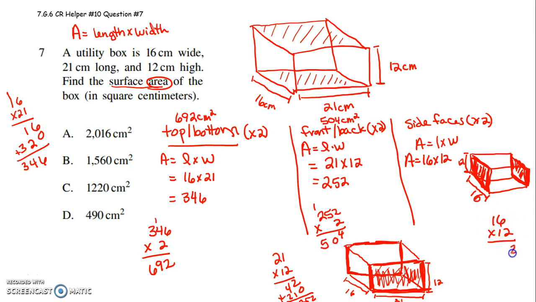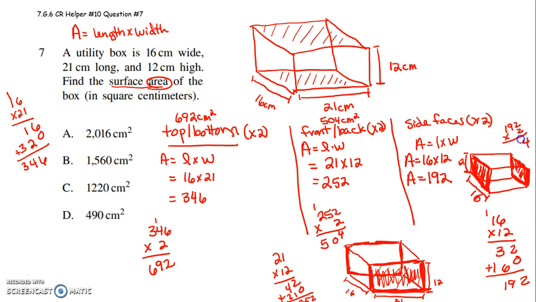6 times 2 is 12. Put down a 2, carry a 1. 2 times 1 is 2, and 1 more is 3. 0. 1 times 6 is 6. 1 times 1 is 1. Add those up. 2, 9, 192. So that area is 192, but I have to multiply that by 2. So I have to take my 192 and multiply by 2.